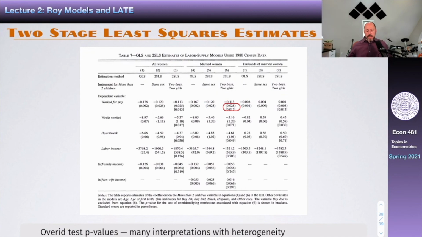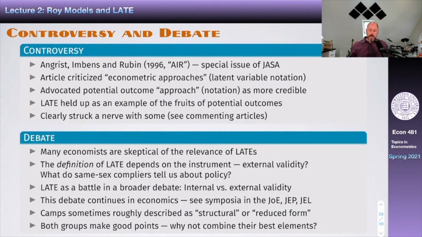So, debate. Angrist, Imbens, and Rubin, it's a '96 paper, was in a special issue of JASA. Essentially, in a way, the article criticized econometric approaches, which is the latent variable notation, this Roy model specification that I wrote earlier, and instead advocated for potential outcomes, okay, as a more credible approach.